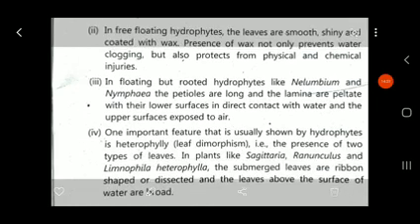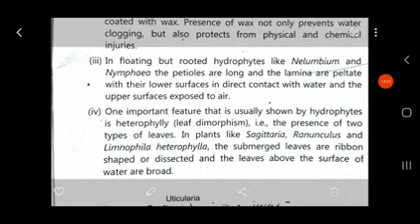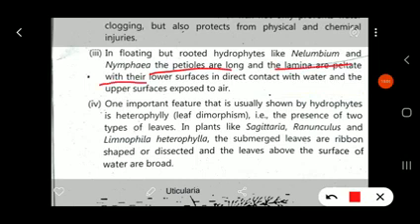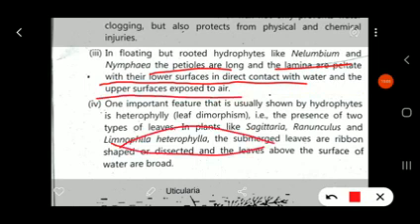In floating but rooted hydrophytes like Nelumbium and Nymphaea, the petioles are very long and the lamina are peltate, with their lower surface in direct contact with water and the upper surface exposed to the air. The lower surface of the leaf contacts the water, and the upper surface is exposed to the air.